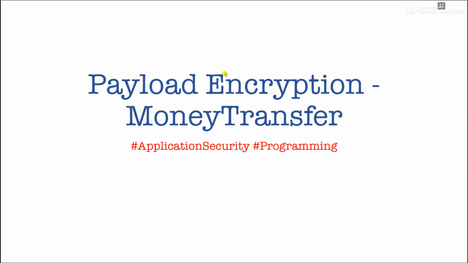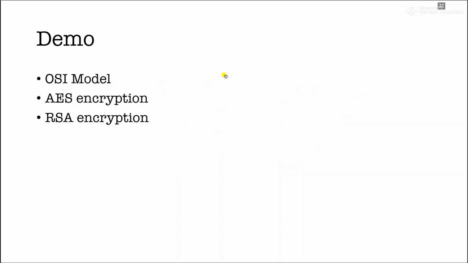There are takeaways that I want us to look at: the OSI model, asymmetric and symmetric encryption. AES is symmetric encryption, RSA is asymmetric. If you haven't watched the fundamentals video, please do so. The link is right in the video description. So let's just get started.